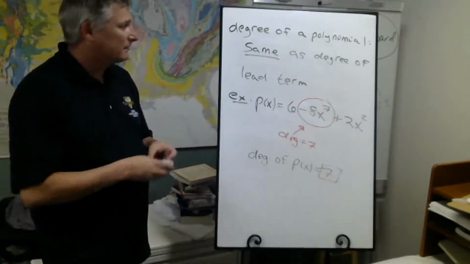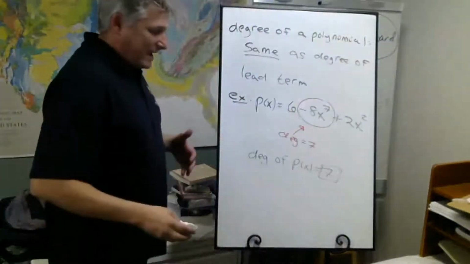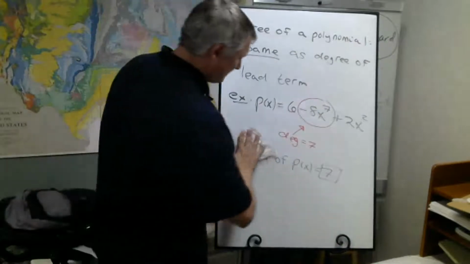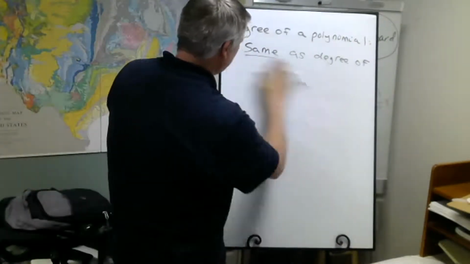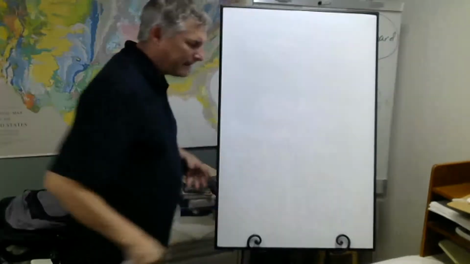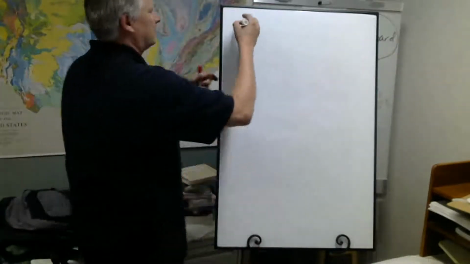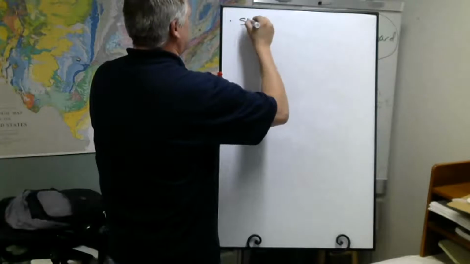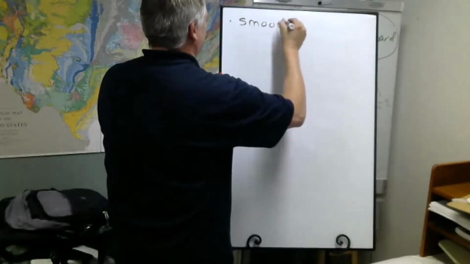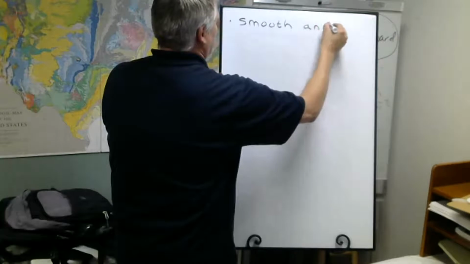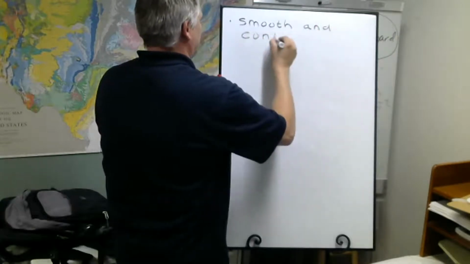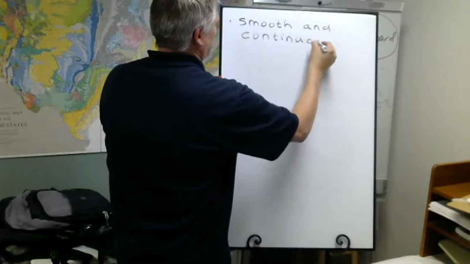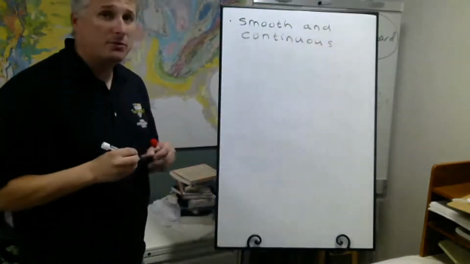All right. So that's sort of our introduction to polynomials. Now we're going to talk about graphing them. The first thing we're going to talk about, before we get into specific points, is general appearance. Polynomials are smooth and continuous.